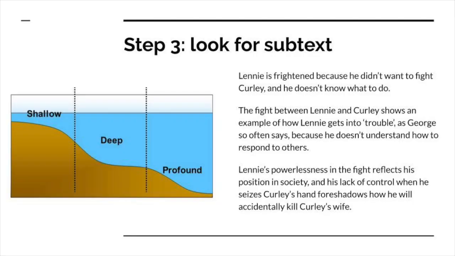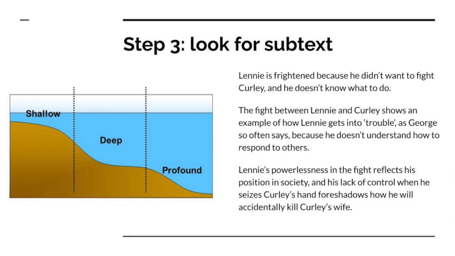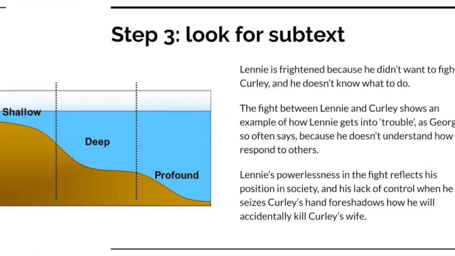Now look at this section. Lenny's powerlessness in the fight reflects his position in society, and his lack of control when he seizes Curly's hand foreshadows how he will accidentally kill Curly's wife. Now at this point we've got to a really profound level of subtext because we've explored the themes and ideas of the novel from this very specific incident in the extract. We haven't gone off on a tangent, but we have taken the example of Lenny's powerlessness in the fight and talked about his position in society as a result of it. We've talked about his lack of control, foreshadowing him accidentally killing Curly's wife later. That shows a really good understanding of Steinbeck's technique here. And so we've moved from the shallow to the deep to the profound.